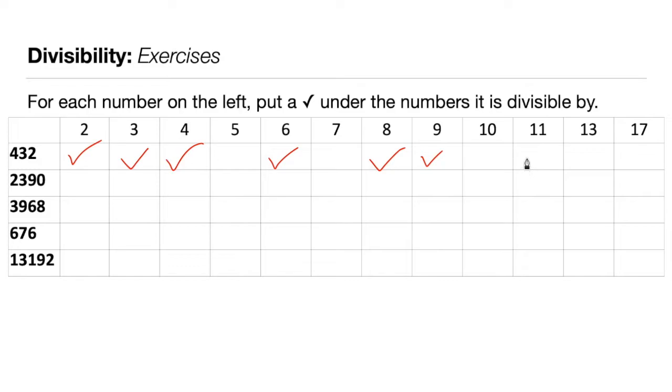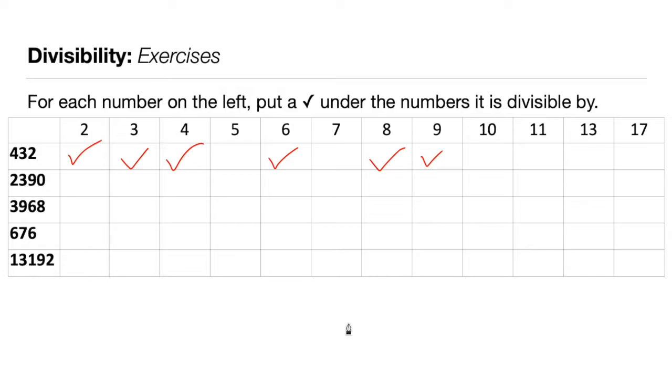11, what we're going to do is to do the process. So 4 minus 3 plus 2. What we did is just we're putting alternate signs with the digits starting with plus 4 minus 3 plus 2, and then if it will end up with 0 or a multiple of 11, it will be a multiple of 11. So 4 minus 3 is 1, 1 plus 2 is 3.